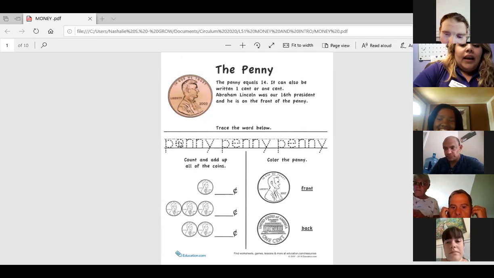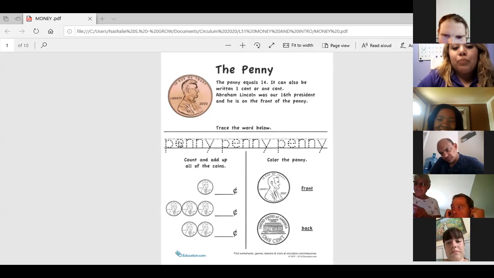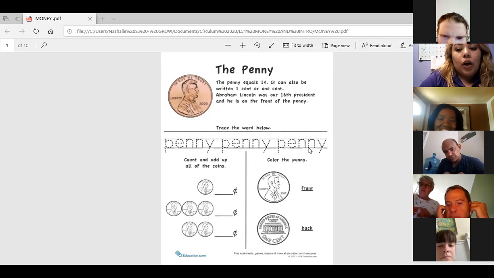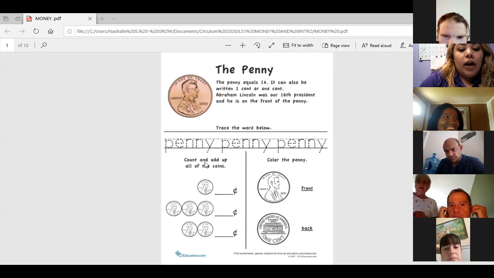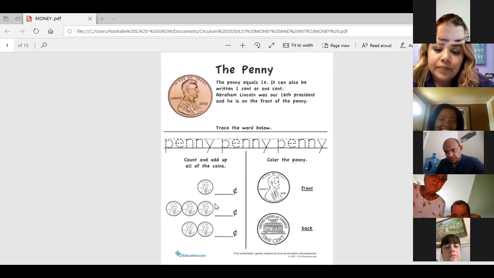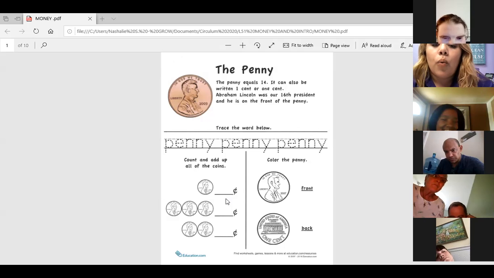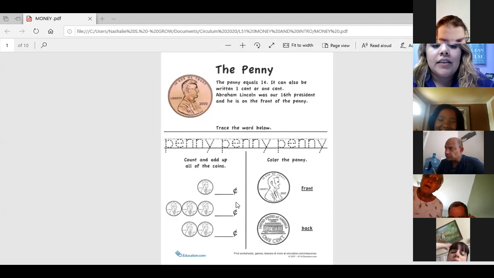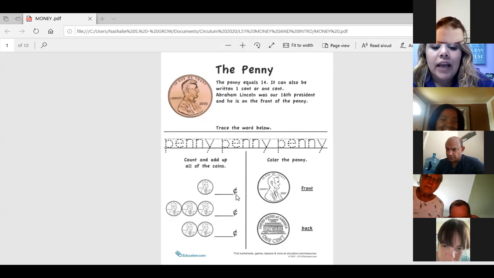That is true. If you have your worksheets printed, you can go ahead and trace the word below. And then we can count up and add all of the coins. So we're going to count the coins together. You see on the left side? So the first one, Martha, how many pennies do we have there? 1. Very good. So 1 what? 1 penny. 1 cent. Because we are dealing with cents, right? So we're going to write 1 cent. And you see that little C with a line in the middle? That's the symbol for cents.